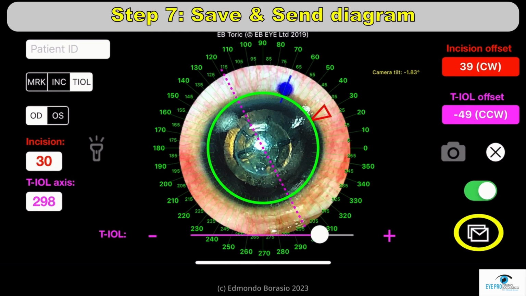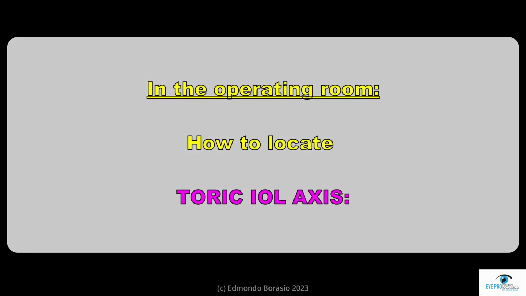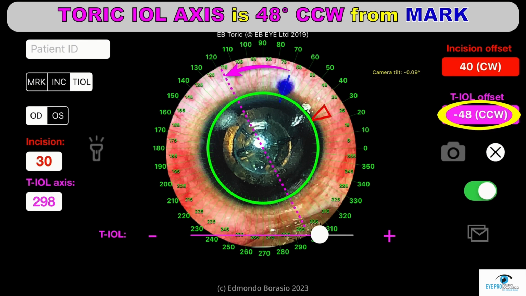Step 7. We press the mail button, and the image gets automatically saved into our photo album, and there is also the option to send it by email, if desired. Once we are in the operating room, we use the toric IOL axis offset shown on the application to identify and mark the implantation axis with a clockwise or anti-clockwise rotation.